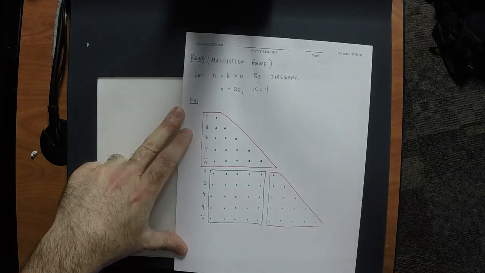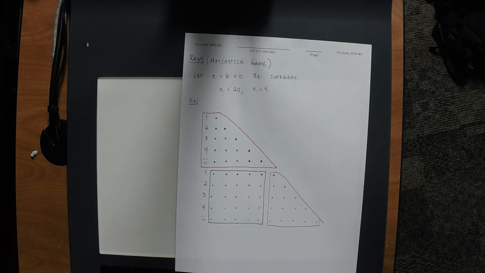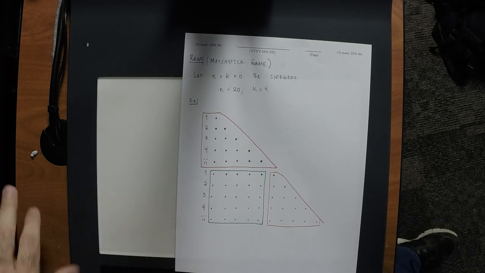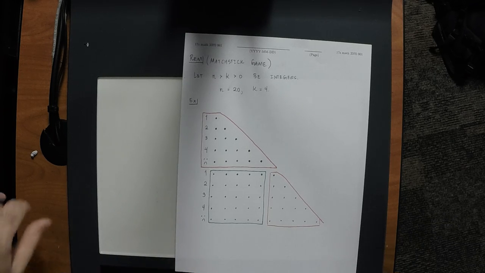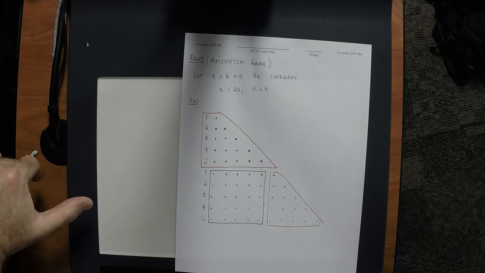So this was with the N is 20, K is 4 game, which is to say you're allowed to take 1, 2, 3, or 4 at every move, and you must take, as part of the rules. Okay. But then it has period 5.